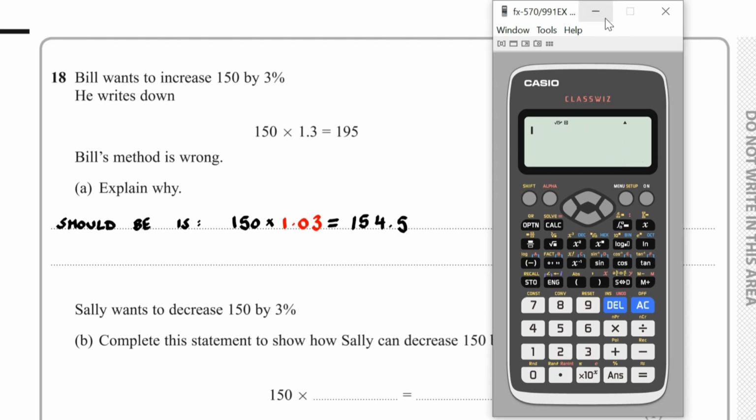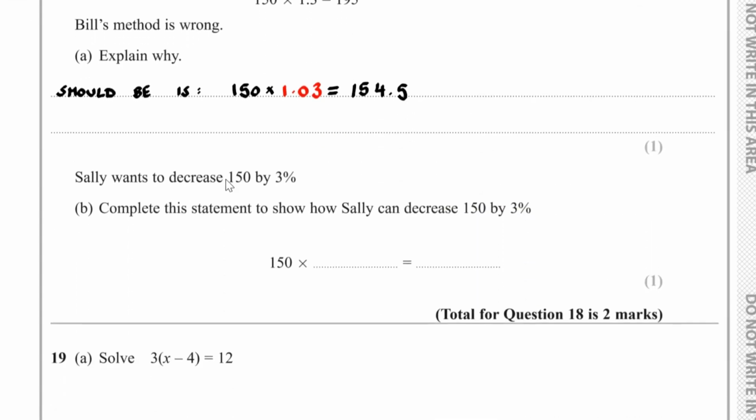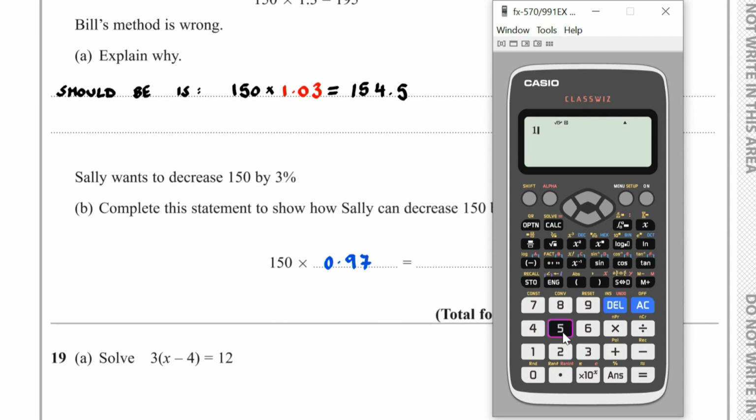154.5. Then Sally wants to decrease 150 by 3%. We have to complete the statement to show how Sally can decrease 150 by 3%. Well, here, if we're decreasing by 3%, our multiplier will be 0.97. So 150 times 0.97, that's equal to 145.5.